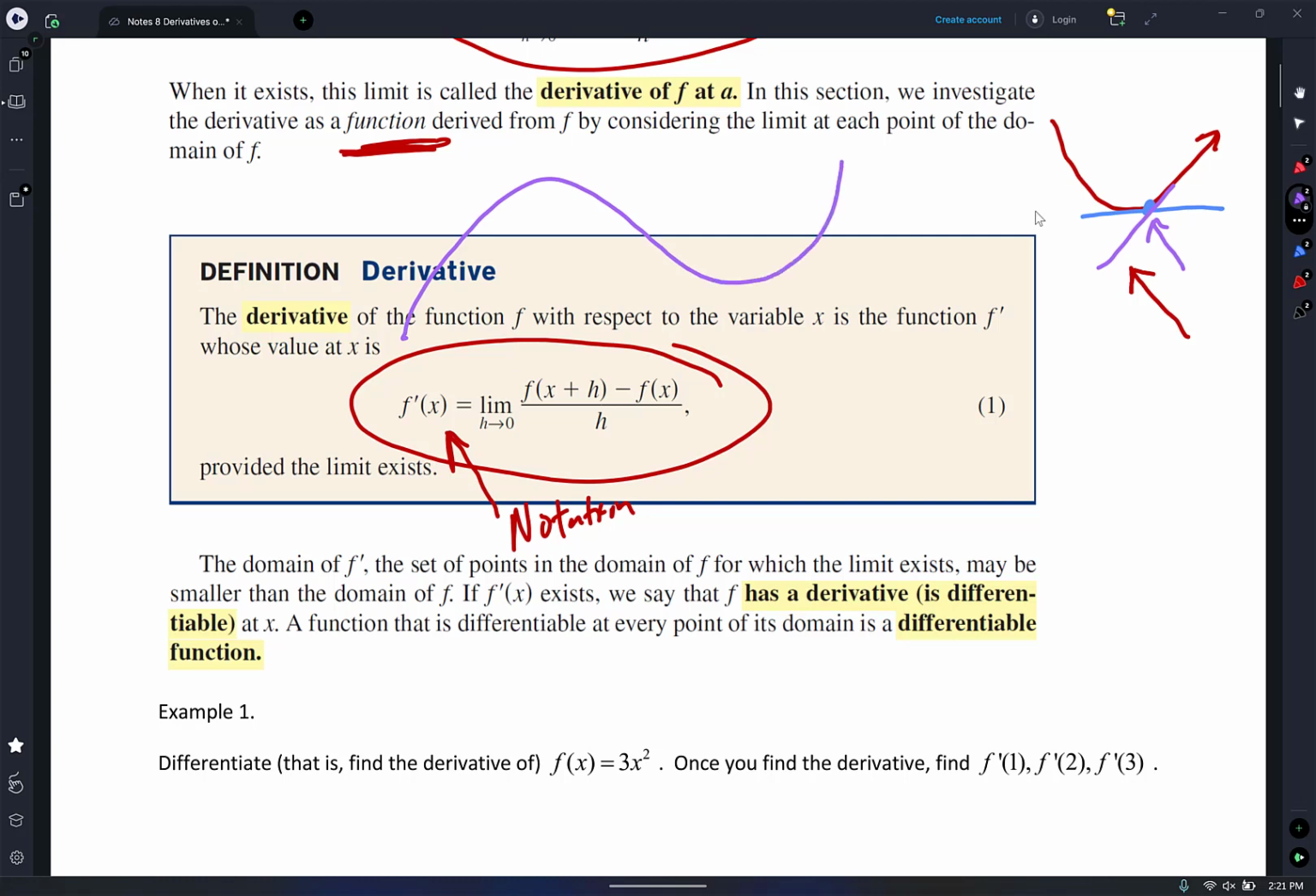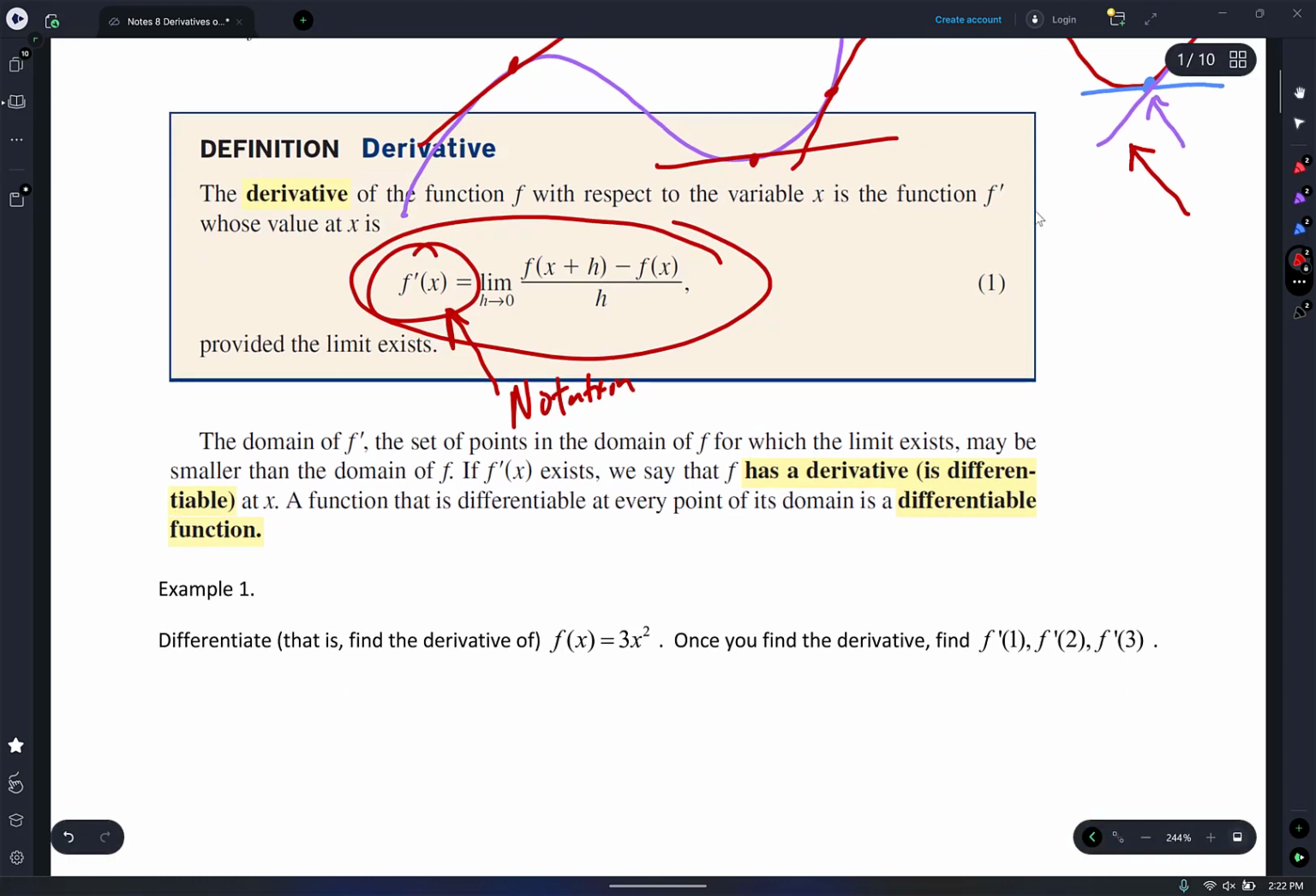If you can create a tangent line, you're differentiable, with the exception of vertical tangents. So notice at this point, are you differentiable? Yeah, I got a tangent line right there. At this point, are you differentiable? Yeah, I got a tangent line right there. This point, are you differentiable? Yeah, I got a tangent line right there. Anywhere that you can draw a tangent line, you're differentiable, with the exception of vertical tangents, because a vertical line does not have a slope. It's undefined slope. And remember, the derivative literally means tangent slope. Cool or not cool?